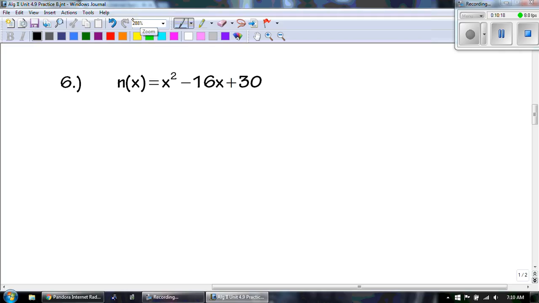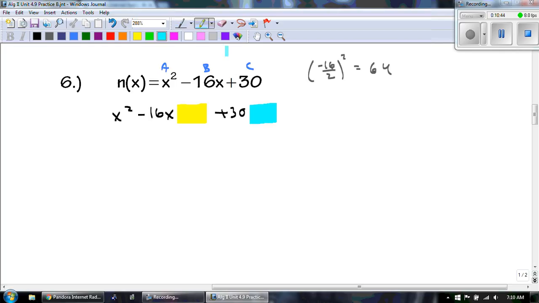All right, 6. We always check for GCF, or if I can factor this, and we can't. So we're taking negative 16 divided by 2, square it, and that's going to give us 64. So we have x squared minus 16x plus 64 plus 30 minus 64.